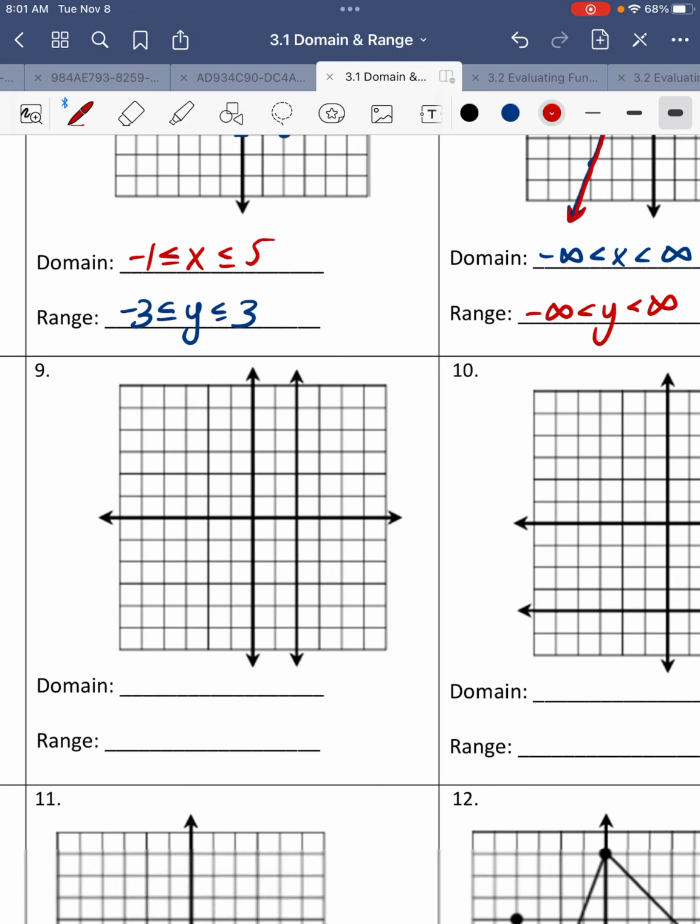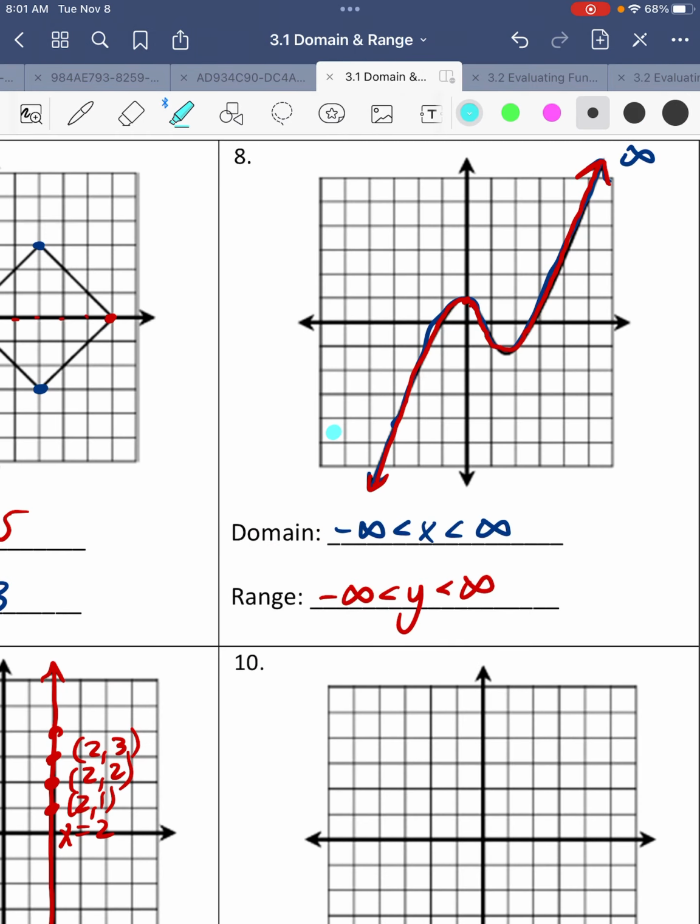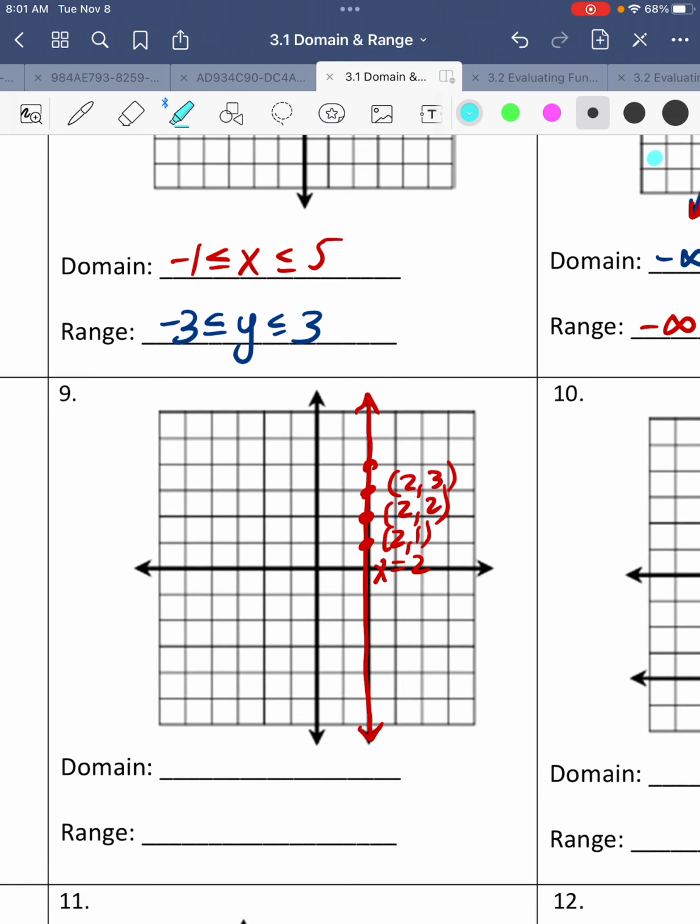Number 9, we have the domain of this graph right here. Well, there's only one x value all the way along that whole vertical line. The x value is always at 2. This is like (2, 1), (2, 2), (2, 3), (2, 4). What do you notice? Well, the x values always stay the same. So that's our domain, x is going to equal 2. That's all you can say about that.